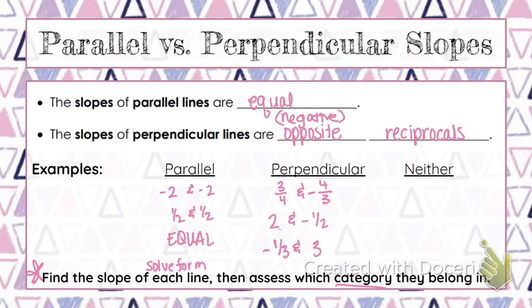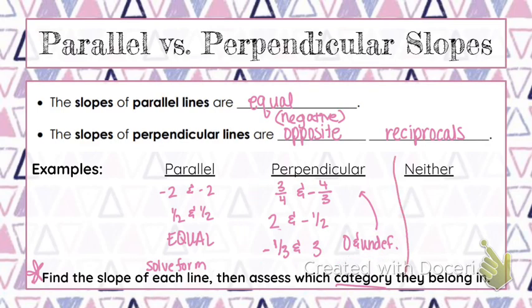Now, examples that are neither one. Oh, one more example of perpendicular. If you have a horizontal and a vertical line, 0 and undefined, these are perpendicular. Those are the only ones that look different than these examples.